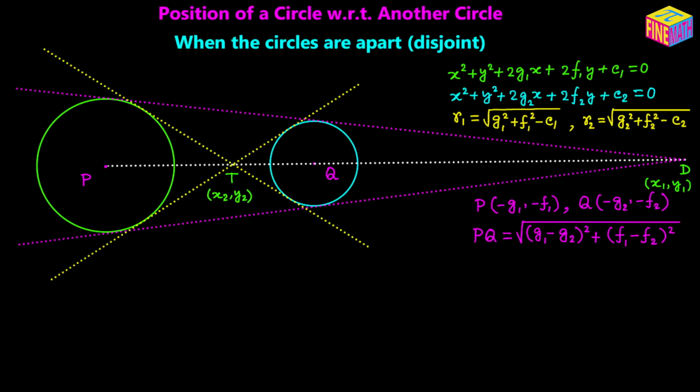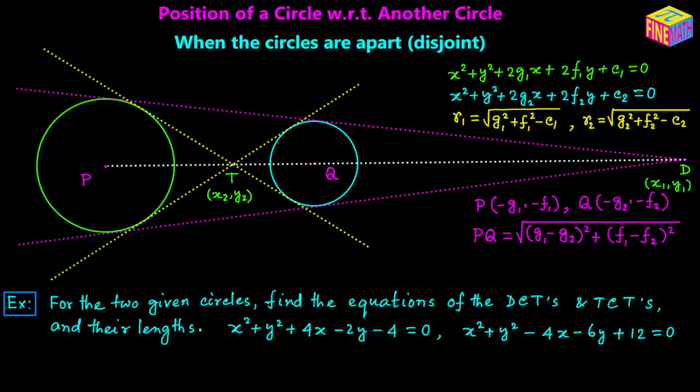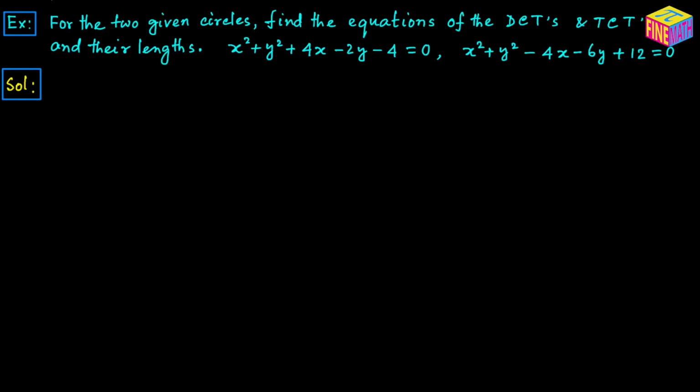Next, we are going to take an example. Let's suppose we have an example like this that says, for the two given circles, find the equations of the direct common tangents and the transverse common tangents and their lengths. The two equations of the circles are given as x squared plus y squared plus 4x minus 2y minus 4 equals 0 and x squared plus y squared minus 4x minus 6y plus 12 equals 0. So let's get started with the solution.